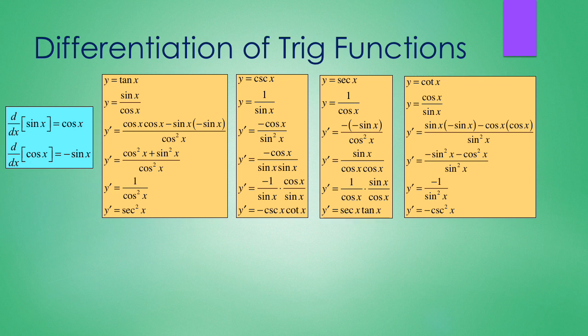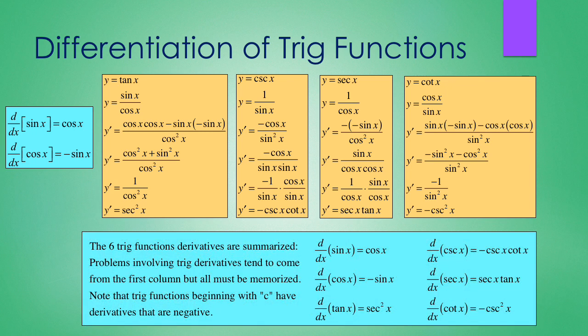The derivations of the other three trig functions, y equals cosecant x, secant x, and cotangent of x, are shown. I leave it to you to stop the video and look at the actual steps to get to the final answers. In calculus, we use trig functions a great deal. You don't want to go through the derivations of their derivatives each time, so you need to memorize them. However it works for you, you must know the derivative of all 6 trig functions.